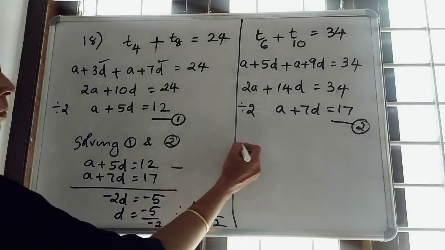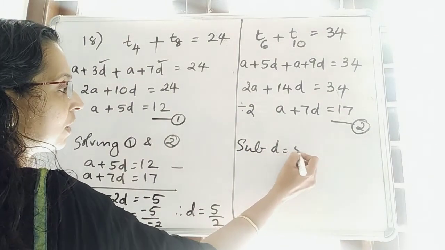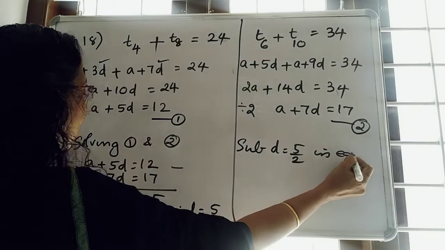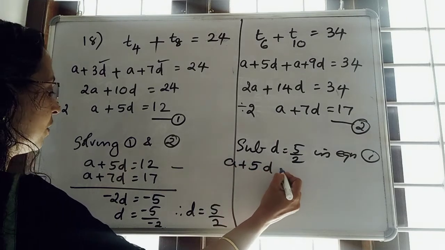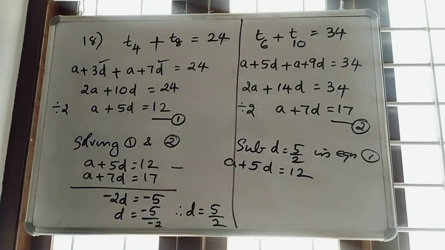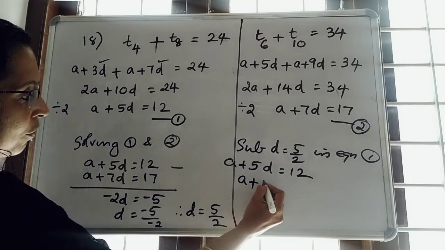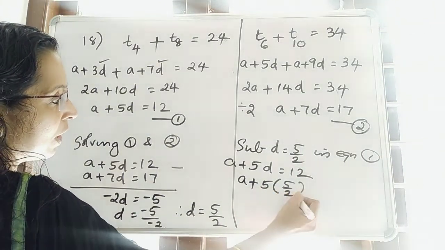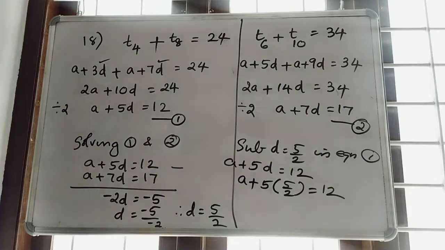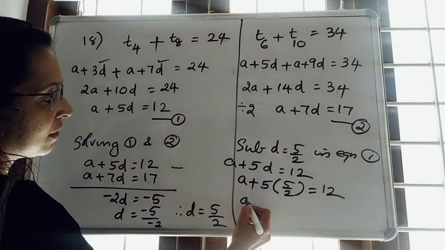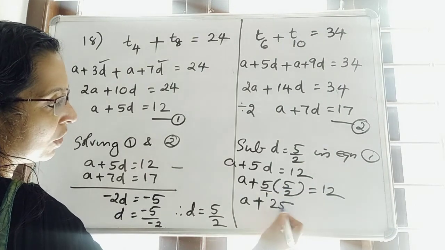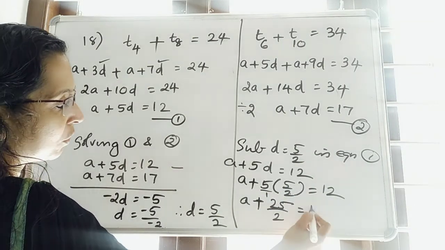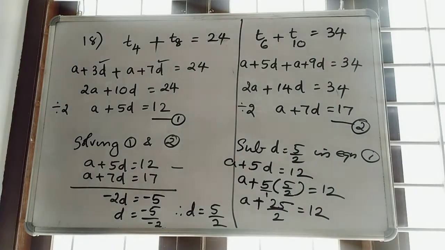Substitute d equal to 5 by 2 in equation 1. That is A plus 5d is equal to 12. So A plus 5 into 5 by 2 is equal to 12. Multiply: 5 means 5 by 1, so numerator into numerator is 25, and 2 into 1 is 2. A plus 25 by 2 is equal to 12. So what about A?